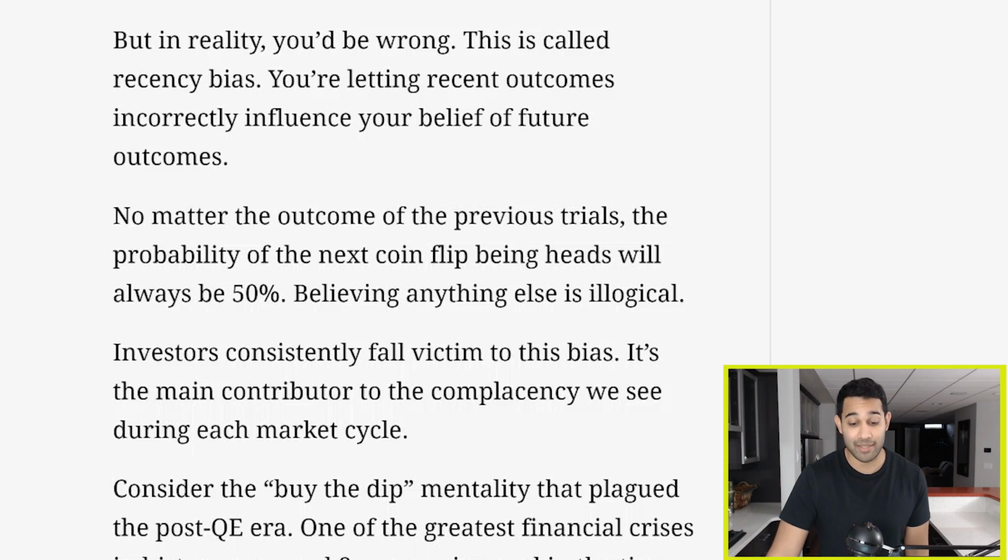And that's what recency bias is, because you're letting the past outcomes incorrectly influence what the future outcomes might be. Because when it comes to a coin flip, no matter what happened in the past, the probability is exactly 50% of whether you're going to get heads or tails for the next flip. So think about how this affects you as an investor.